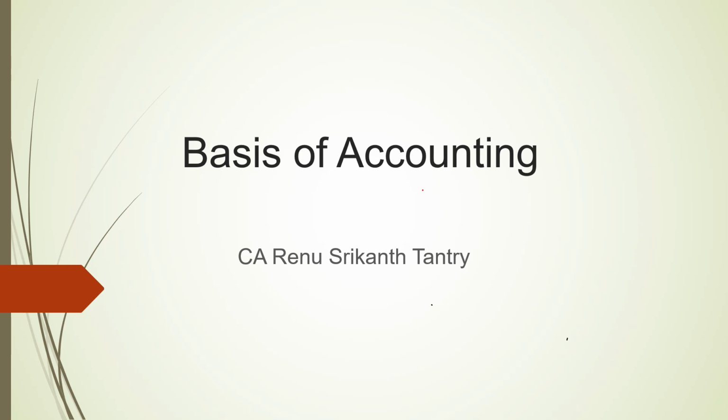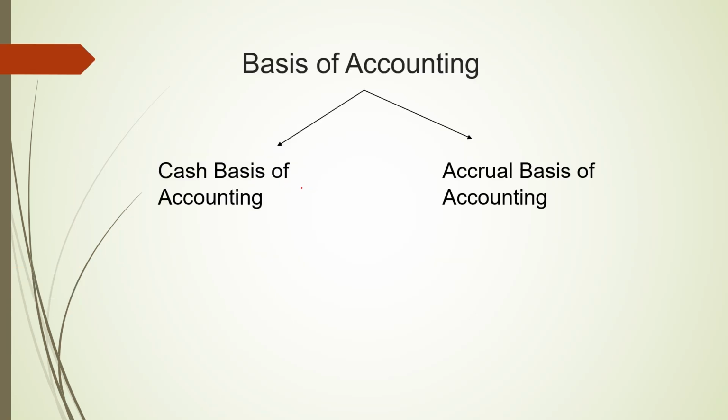Now, why do we need those records? We need those records at the end of the period to ascertain the profit earned or loss incurred by the business. Now, we are going to be learning about the basis of accounting. There are two different bases of accounting available. The first one is the cash basis of accounting. Second is the accrual basis of accounting. So there are two bases of accounting.